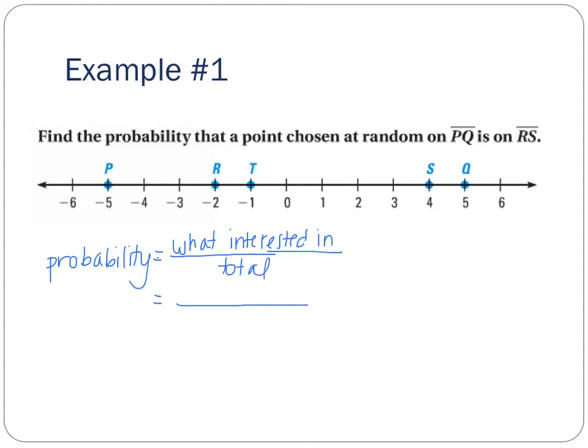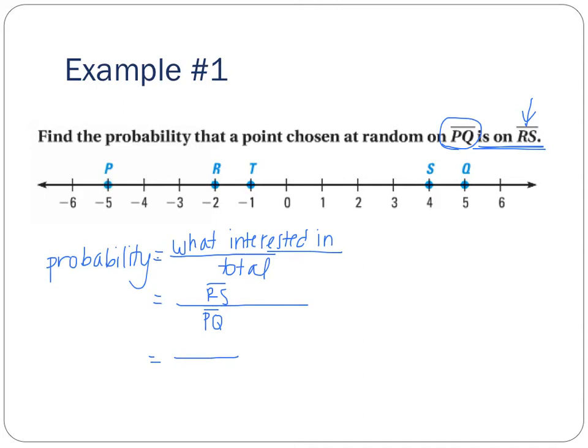So in our case, we're interested in a point chosen at random on PQ that is on RS. This is the part that we're interested in. We want to know what's the probability that it's on RS, given the total is PQ. So for a point on PQ, the total, we want to know what's the probability that it's on RS.